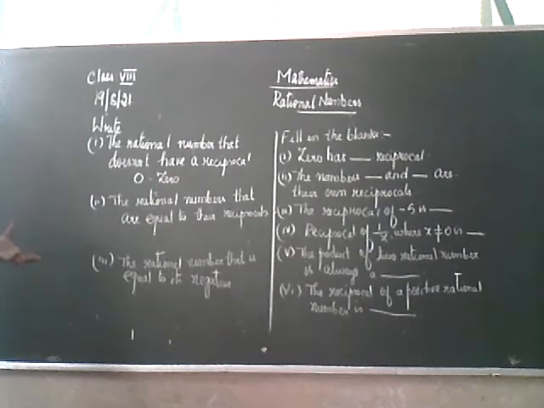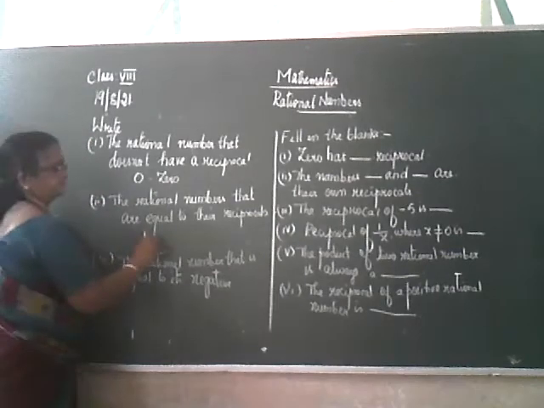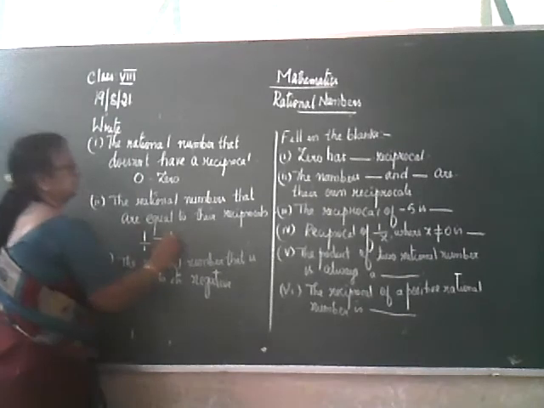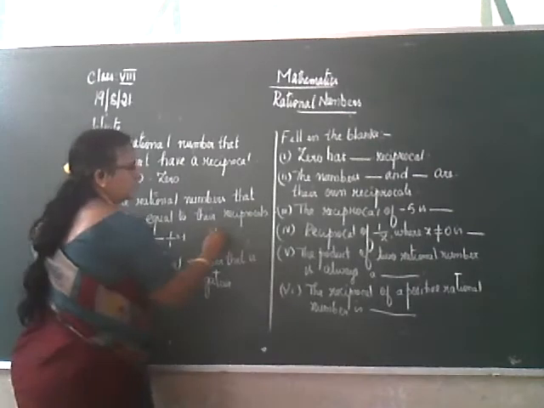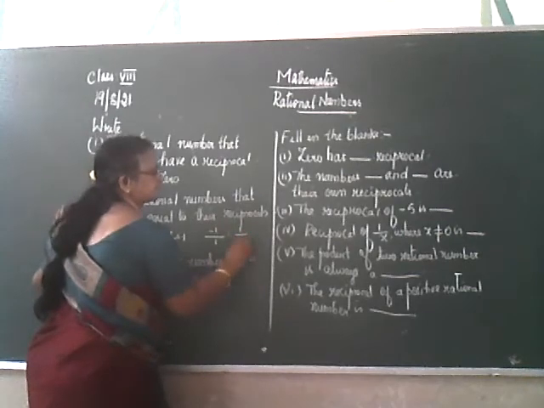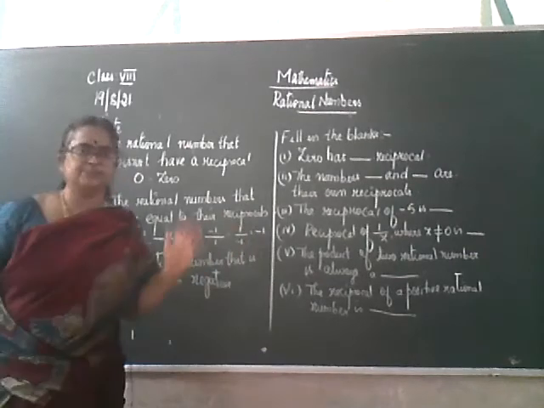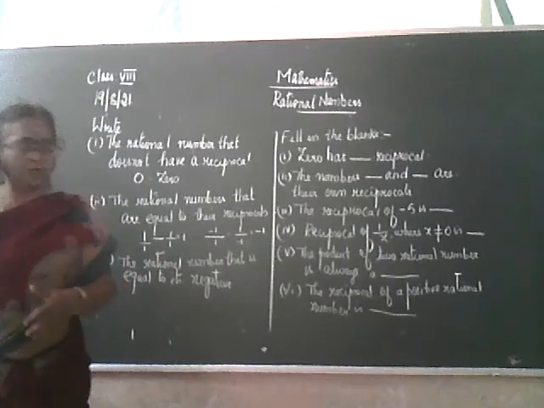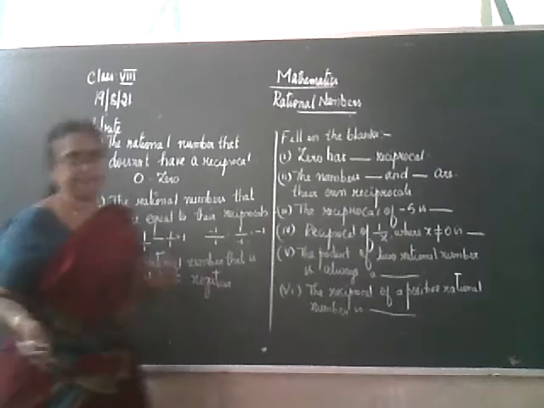The rational numbers that are equal to their reciprocal. If I write 1, what is the reciprocal of 1? Again 1 by 1, that is 1. If I consider minus 1, the reciprocal of minus 1 is 1 by minus 1, which is again minus 1. So the answer is 1 and minus 1 are the numbers which are equal to their reciprocals. Okay.